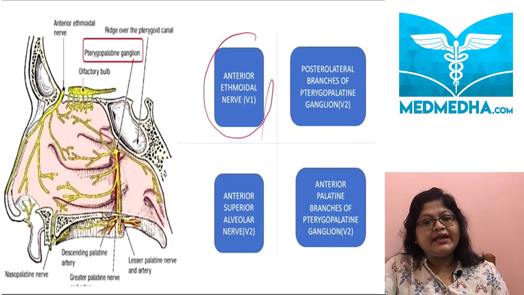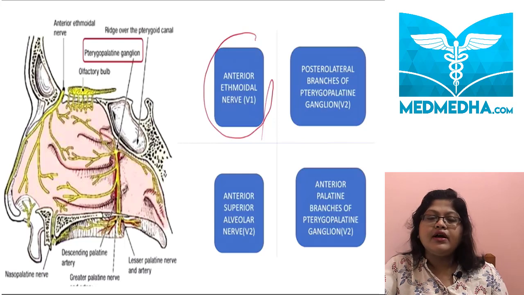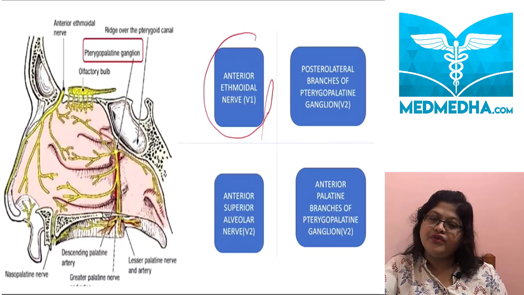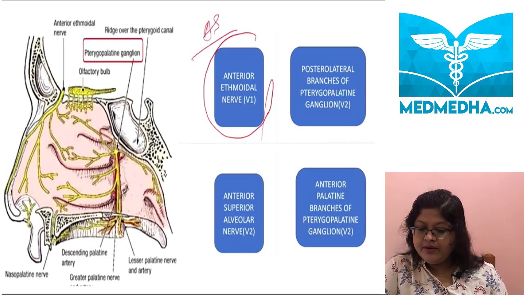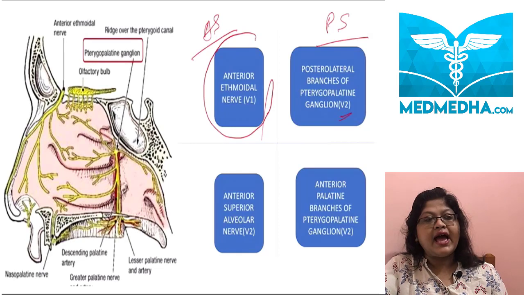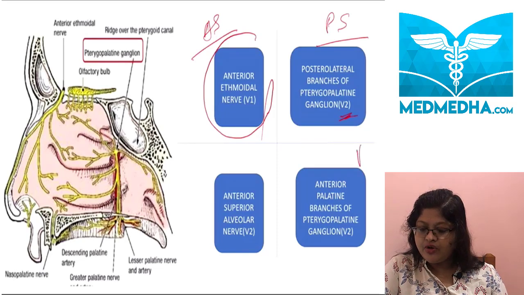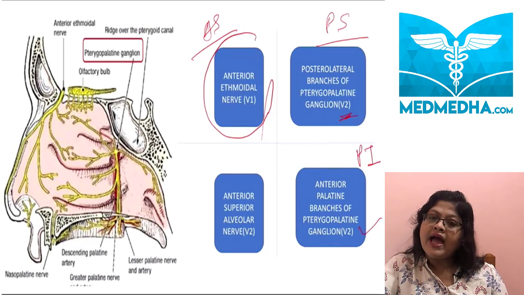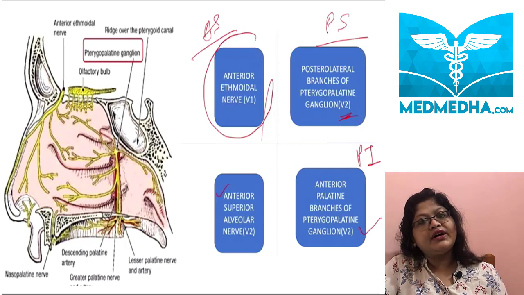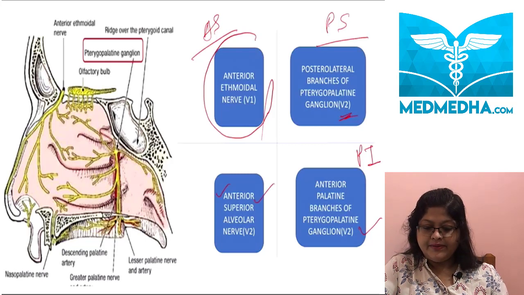The nerve supply again is divided into four quadrants. In the anterosuperior, it is the anterior ethmoidal nerve, branch of ophthalmic. Posterosuperior, the posterolateral branches of the pterygopalatine ganglion, which is branch of maxillary. In the posteroinferior, it is the anterior palatine branches of the pterygopalatine ganglion, which is maxillary. And in the anteroinferior quadrant, it is the anterosuperior alveolar nerve, again branch of maxillary.